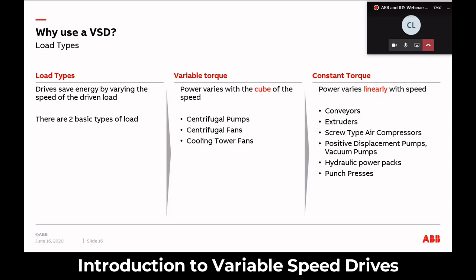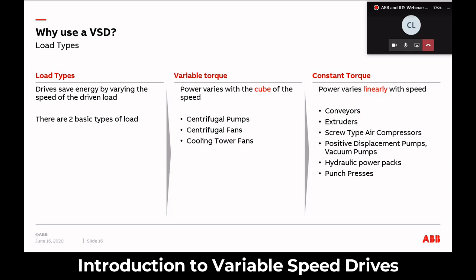So we'll see in the next couple of slides, by reducing the speed we can save energy, but in parallel to that, there are two basic types of load. There are variable torque loads, and the other one's constant torque loads. They're where the majority of applications sort of fall under.